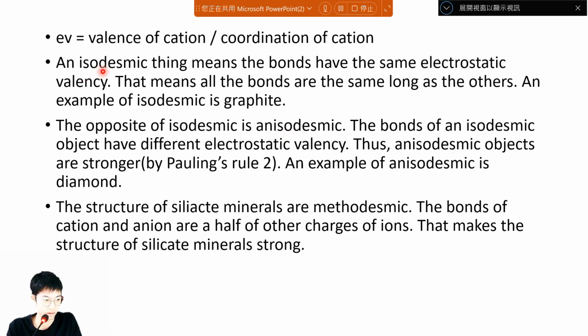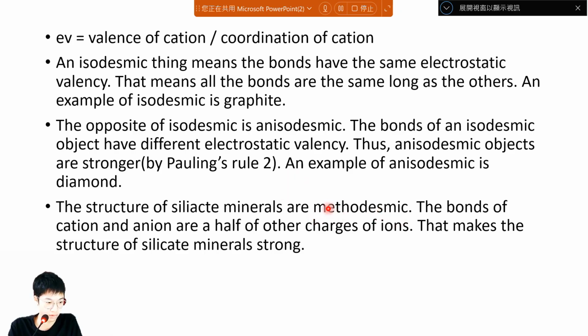Next is isodesmic. Isodesmic means the bonds that have the same electrostatic valency. That means all the bonds have the same length as each other. Graphite would be an example of isodesmic. The opposite of isodesmic is called anisodesmic. Anisodesmic objects have different electrostatic valency, so their structure would be stronger by rule number 2. An example would be diamond.